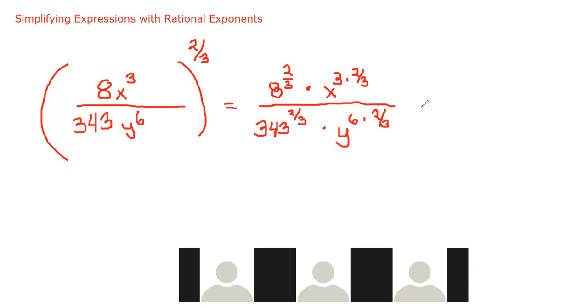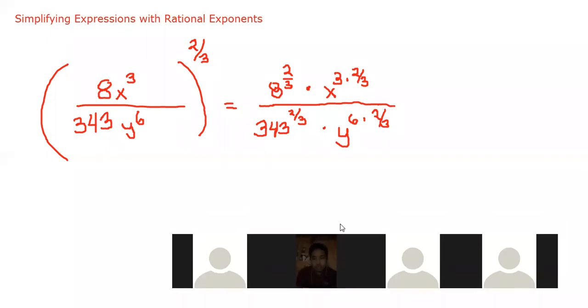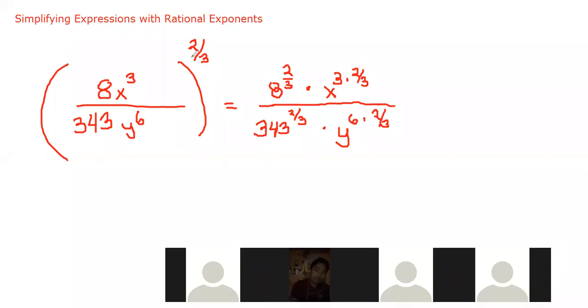Okay? Nag-gets ba kung saan galing si 2/3? Nag-gets naman kung saan galing si 2/3. And that is the distribution ng ating exponent. Lahat sila lalagyan natin ng 2/3. Then, pagkatapos natin malagyan 2/3, simplify natin. Unahin natin itong si 8 raised to 2/3. So, pwede natin siyang i-grouping. So, 8 raised to 2/3.